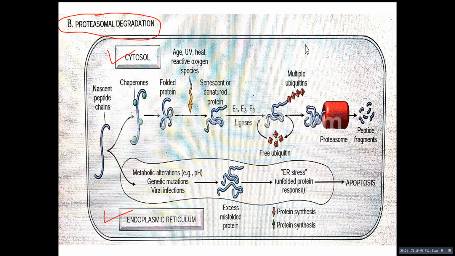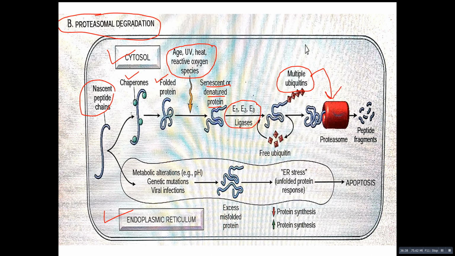By the help of ligases E1, E2, E3, these proteins are attached or marked by a substance known as ubiquitin, and these ubiquitins are recognized by a grinder. If you remember, in the first part I have mentioned proteasomes, they are acting as a protein chewer. They chew the protein, they grind the protein. So these proteasomes recognize the ubiquitin attached proteins and they cut them into small peptide fragments. This was the pathway in the cytosol.